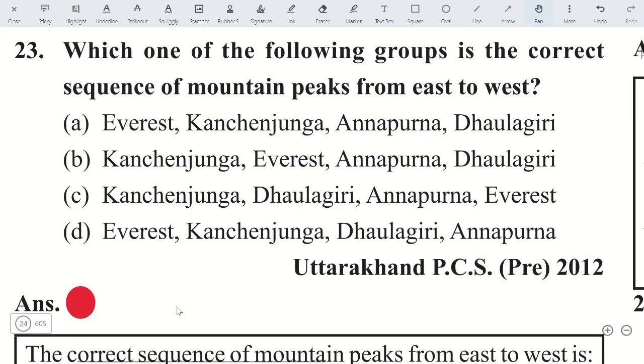Which one of the following groups is the correct sequence of mountain peaks from east to west? We have to find the correct sequence. Kanchenjunga in Sikkim. Everest is here, at the border of Nepal and China. Then Annapurna, and then Dhaulagiri somewhere here. Then the option will be Kanchenjunga, Everest, Annapurna, and Dhaulagiri.